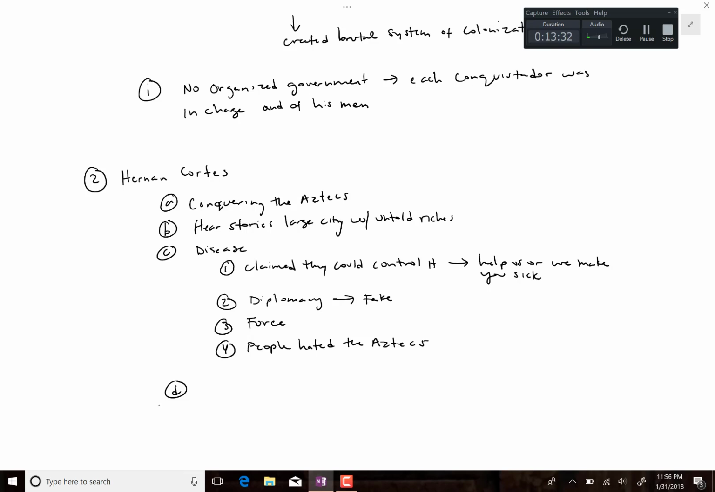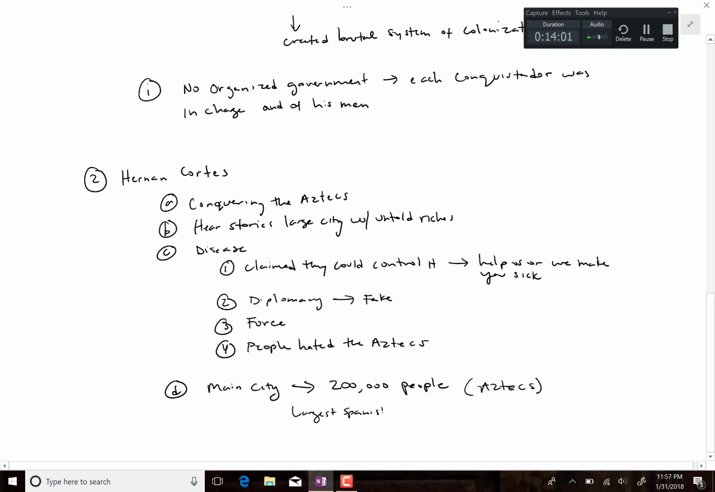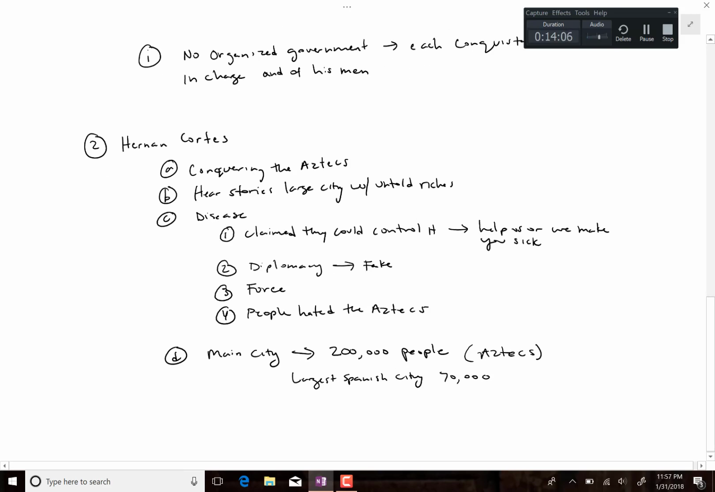The Aztec Empire was massive. Their main city, the capital, had a population of over 200,000 people, which dwarfed the size of any Spanish city at the time. The largest Spanish city was around 70,000. So this is an impressive feat.